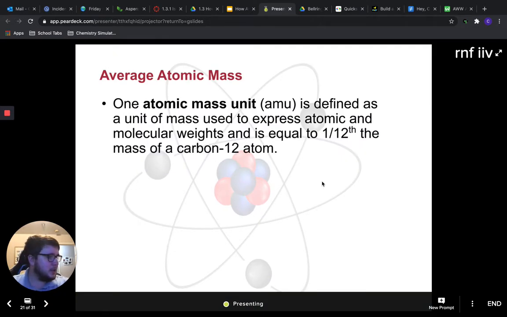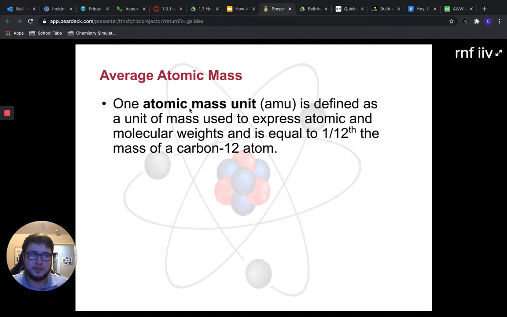All right. I think I'm almost done. I got just average atomic mass to talk about, and then I'm finished. So, now that we know what an isotope is, and what protons, neutrons, electrons are, atomic number, all that, we can talk about average atomic mass.